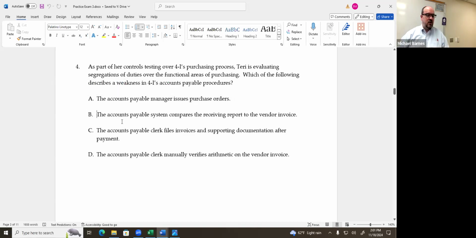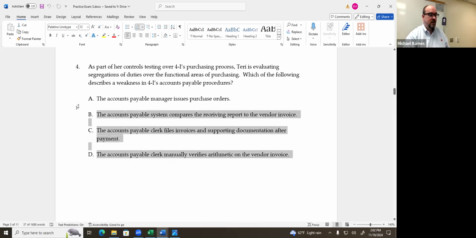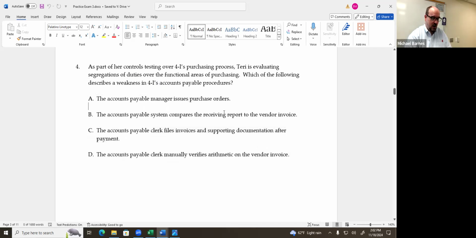The accounts payable system compares the receiving report to the vendor invoice. Does that sound like a violation? That sounds like a good control to me. Accounts payable clerk files invoices and supporting documentation after payment. Is that what the accounts payable clerk should do? Absolutely. Accounts payable clerk manually verifies the arithmetic on the vendor invoice. Yep, that's something we should do. We should make sure that the vendor invoice is correct. That's basically a good control procedure. So all of these are good control procedures. This is a violation of segregation of duties.